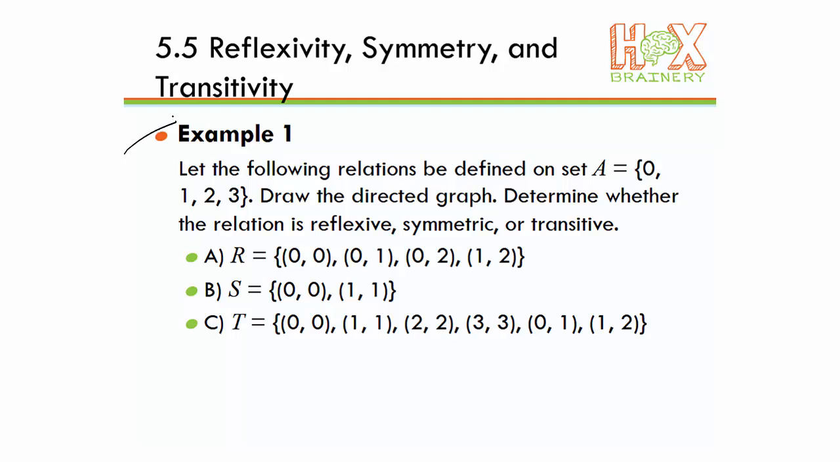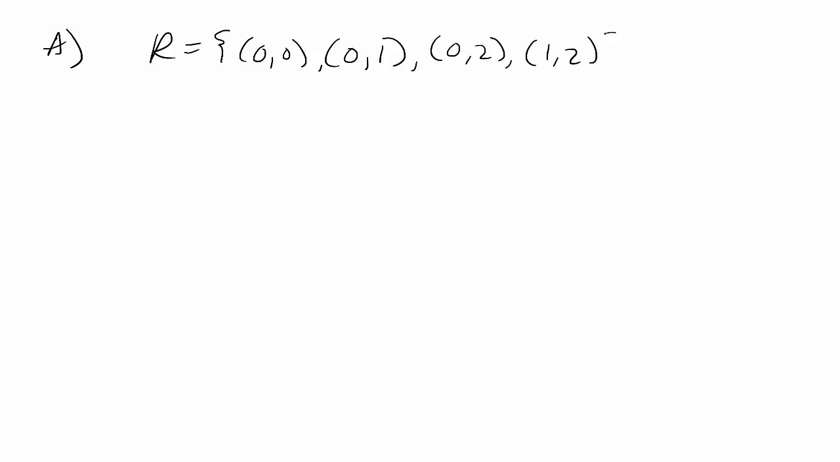Example 1, we're going to let the following relations be defined on set A, which contains the elements 0, 1, 2, and 3. We're going to draw the directed graph for each of these relations, and then determine whether the relation is reflexive, symmetric, or transitive. So for part A, we have R containing (0, 0), (0, 1), (0, 2), and (1, 2).